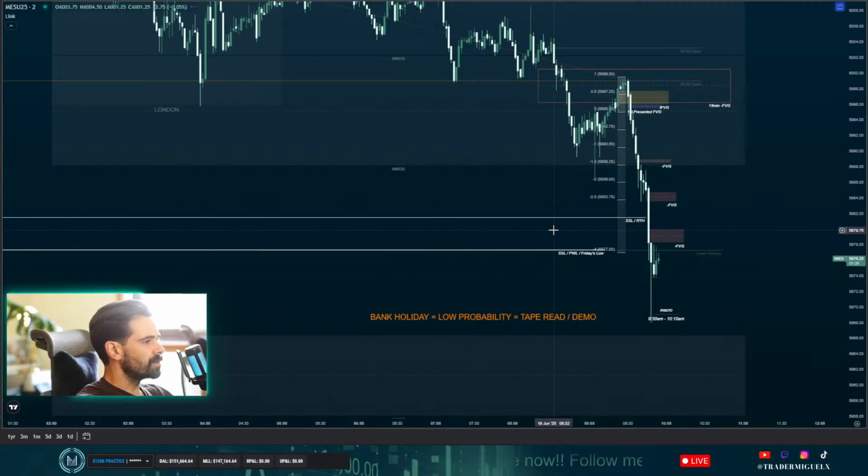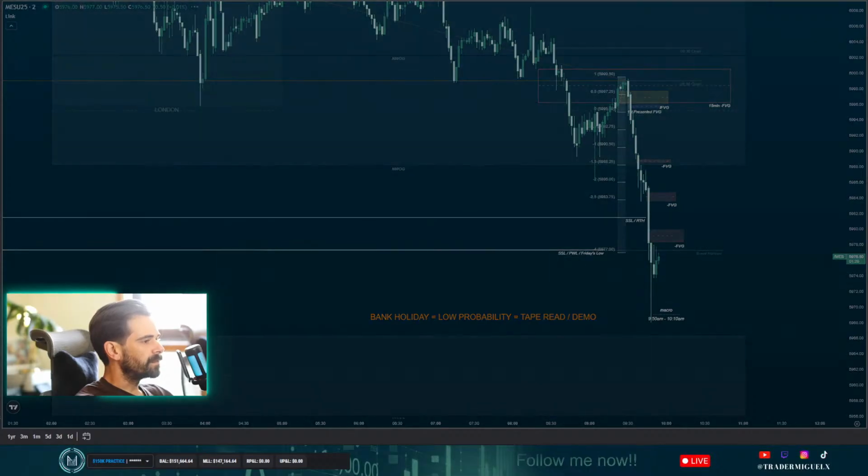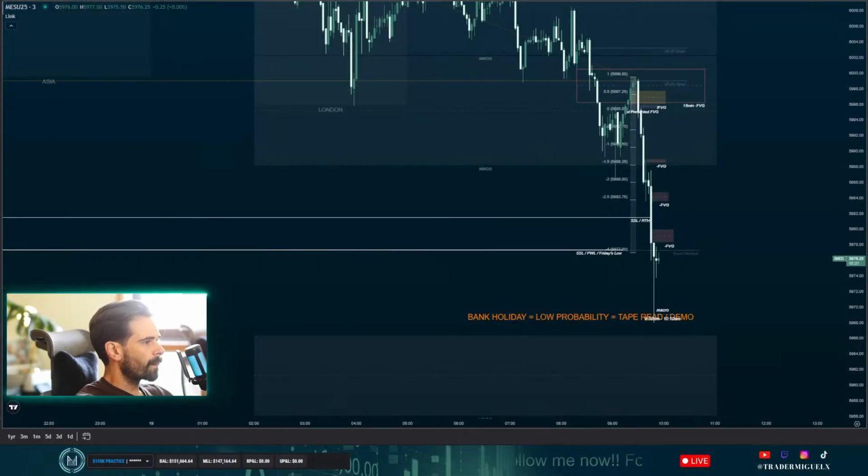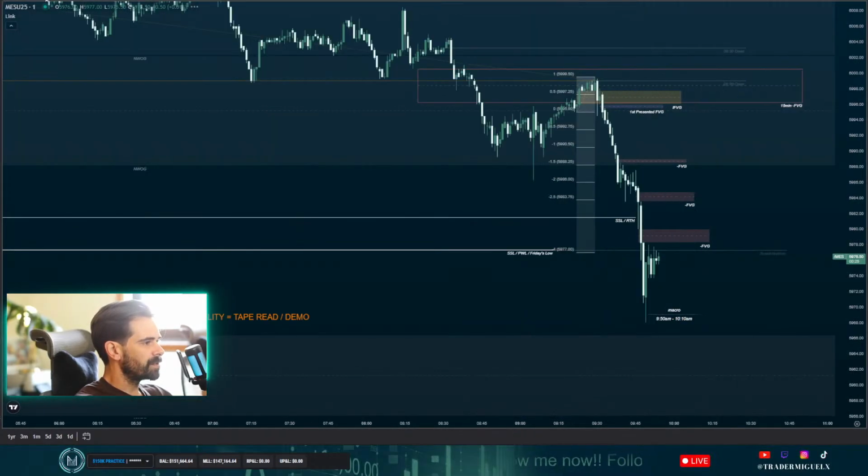So looking into the 2 minute, we have this big fair value gap. On the 3, we have it too.